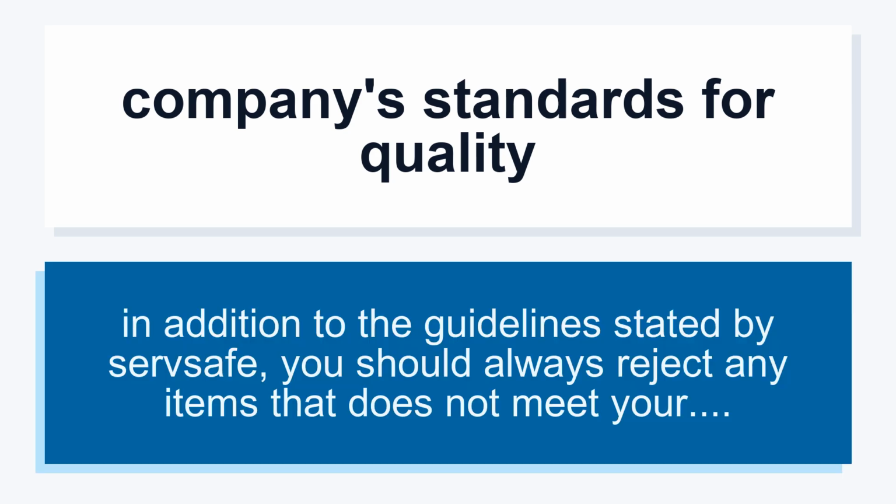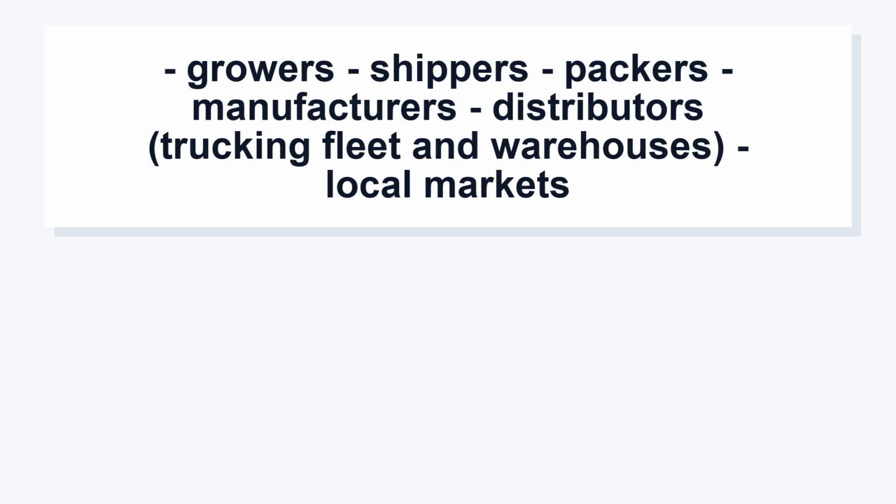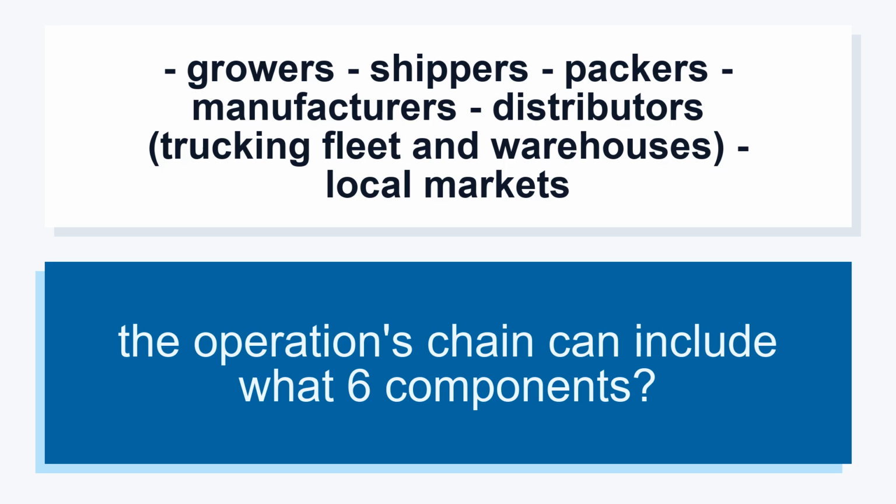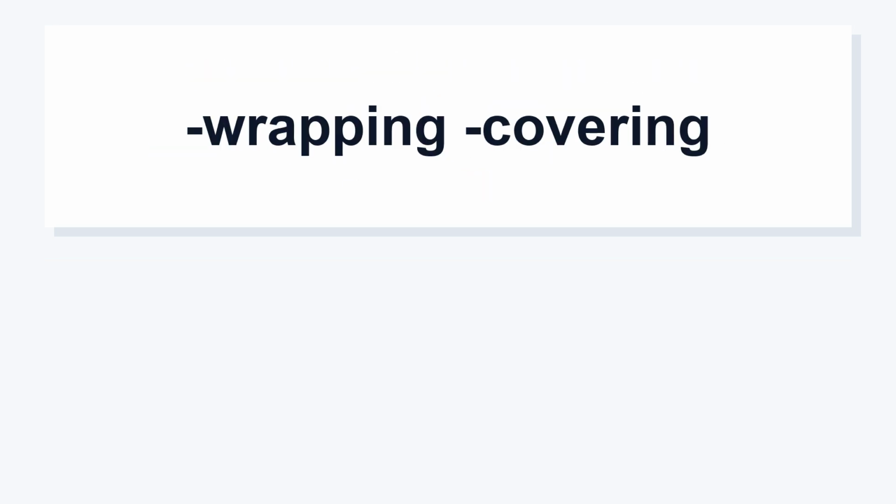In addition to the guidelines stated by ServSafe, you should always reject any items that do not meet your company standards for quality. Growers, shippers, packers, manufacturers, distributors, trucking fleet and warehouses, local markets. The operations chain can include what 6 components? Wrapping, covering.